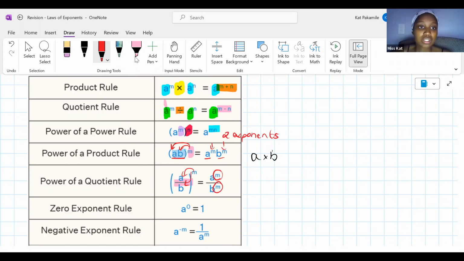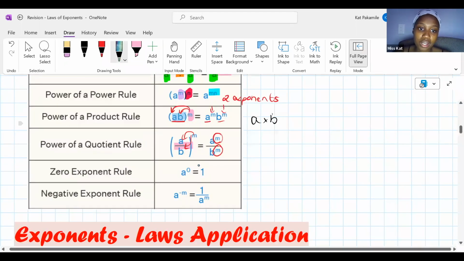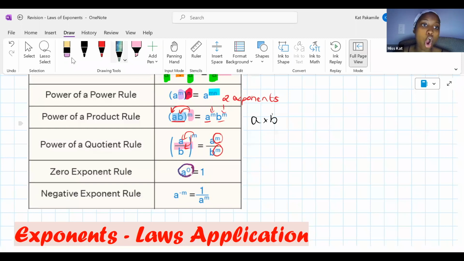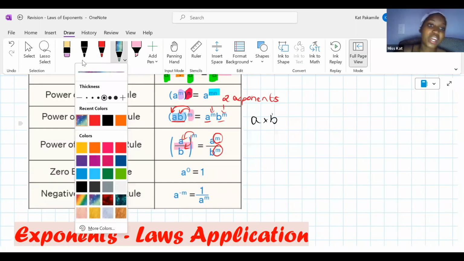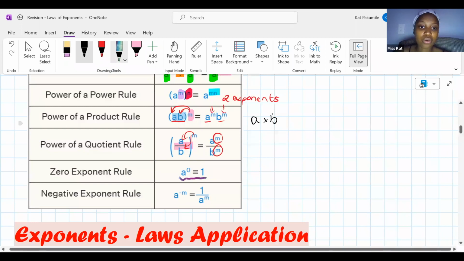Okay, zero exponent rule. And I'm going to do it in rainbow color because it's like a magic law. Anything to the power of 0 is 1. Anything to the power of 0 is 1.